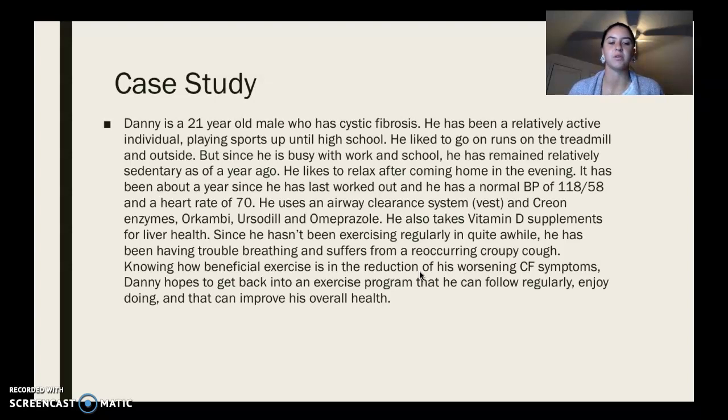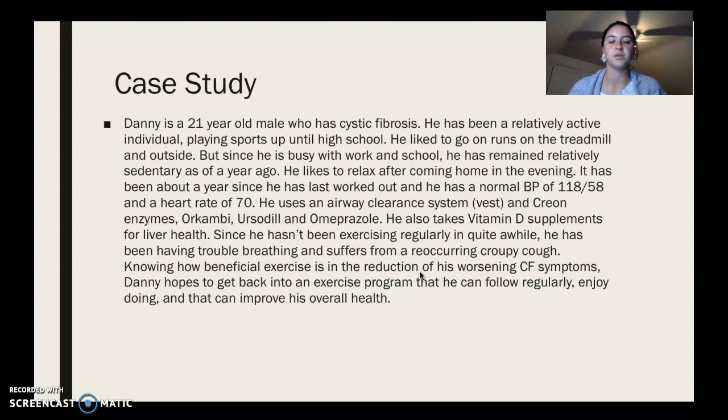He likes to relax after coming home in the evening. It's been about a year since he last worked out. He has a normal blood pressure of 118/58 and a heart rate of 70 beats per minute. He uses an airway clearance system, which is a vest that he puts on. It causes him to shake, so it loosens the mucus that's present in the lungs.